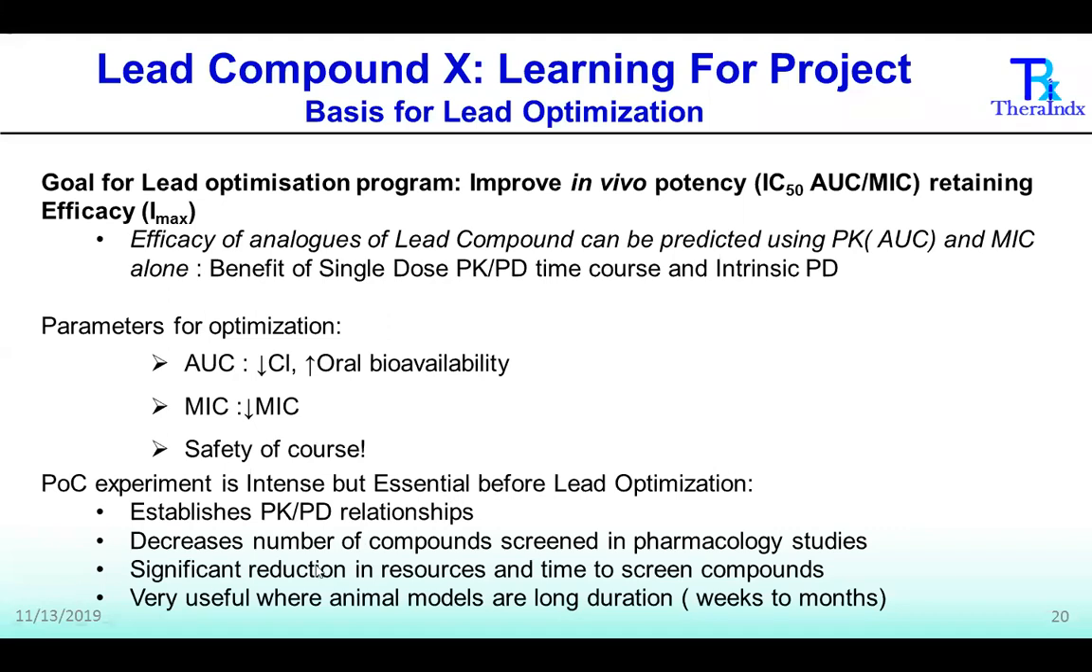Second, it decreases the number of compounds screened in pharmacology studies. There is a significant reduction in resources and time to screen compounds. And this becomes very useful where animal models are long duration. Some could extend from weeks to months.